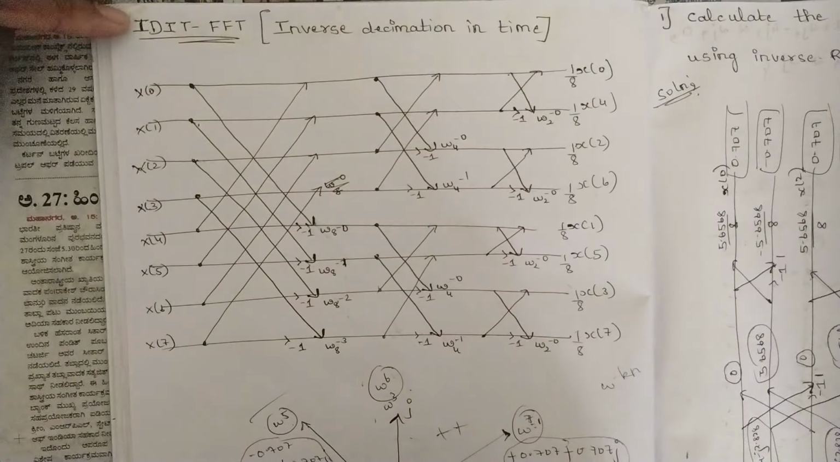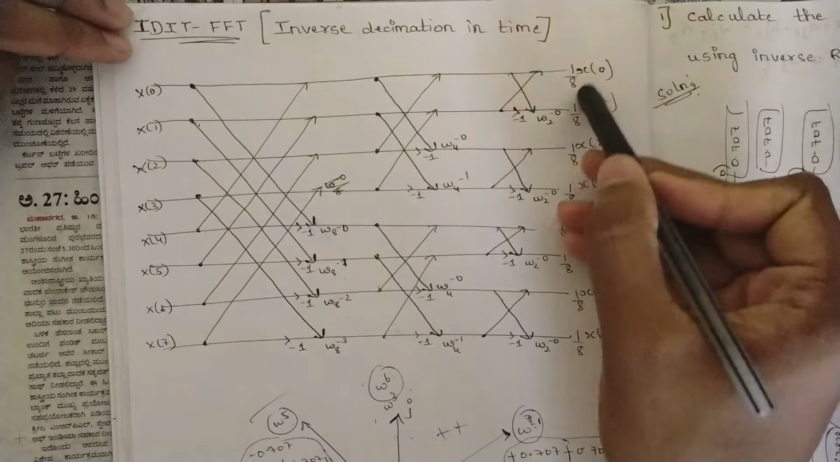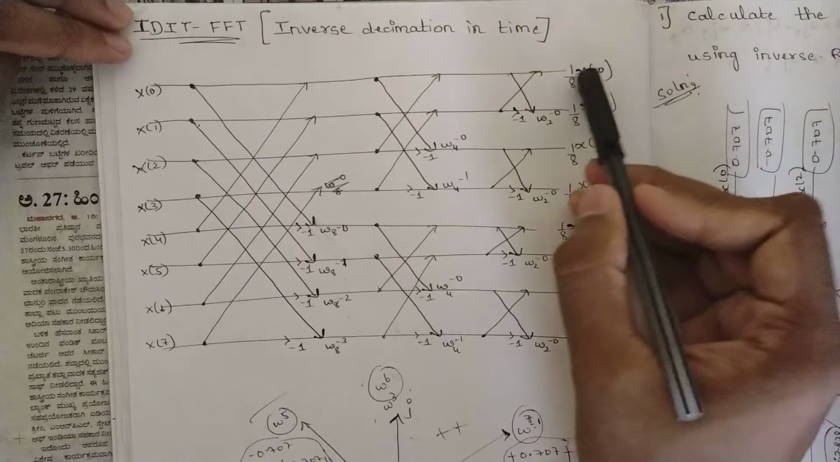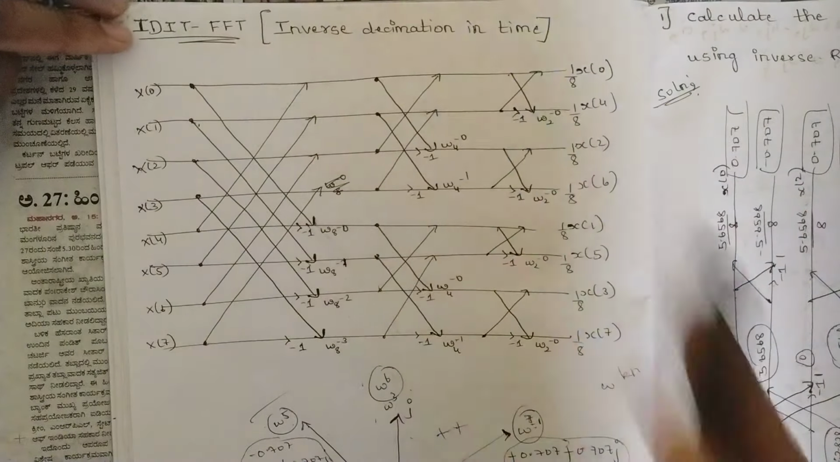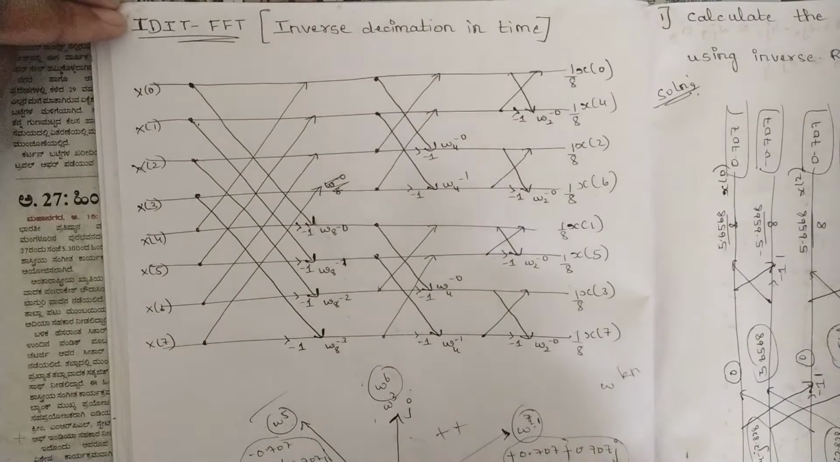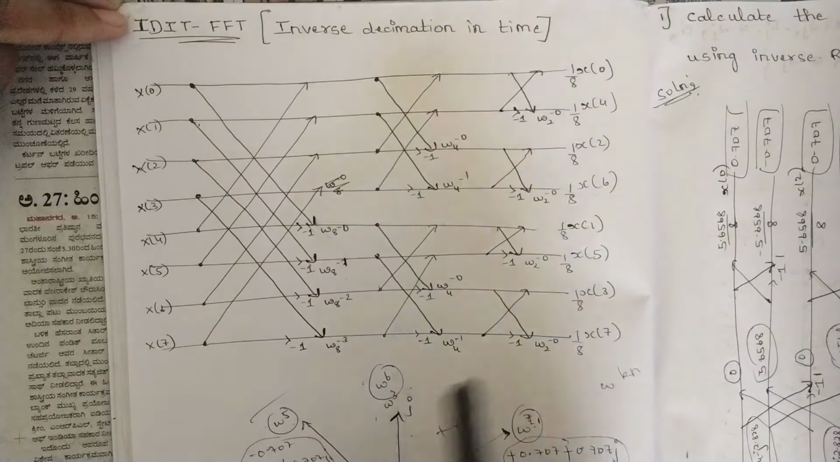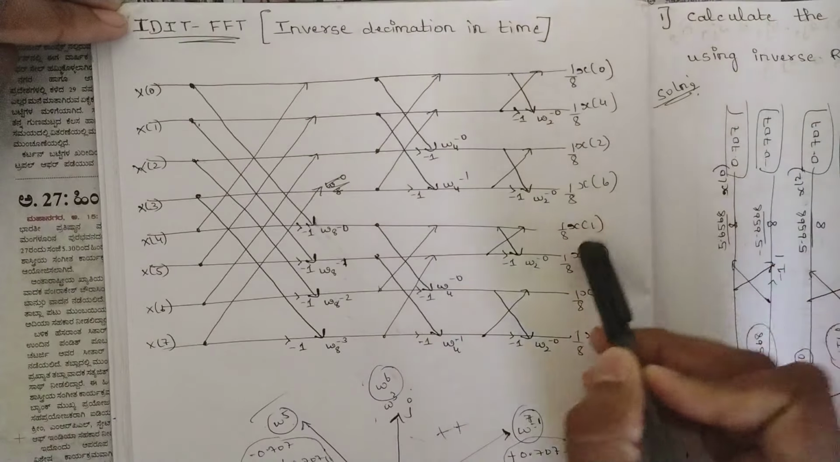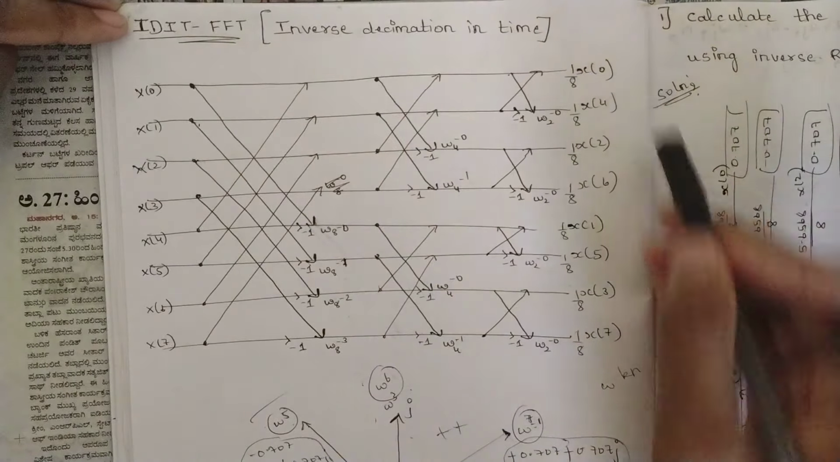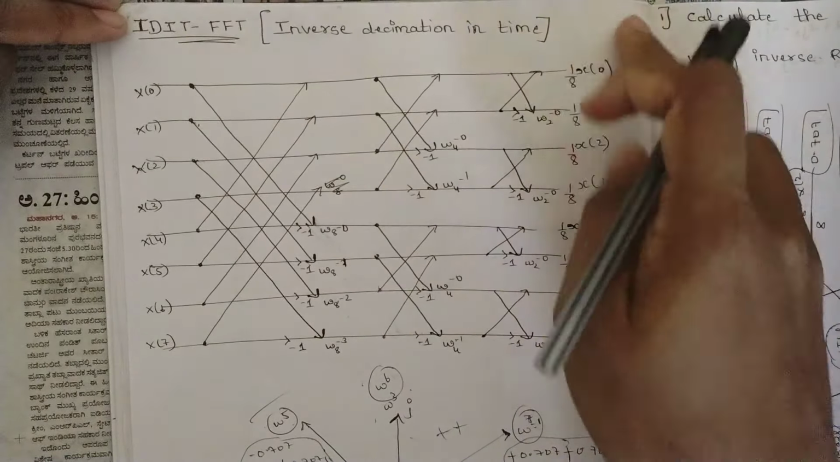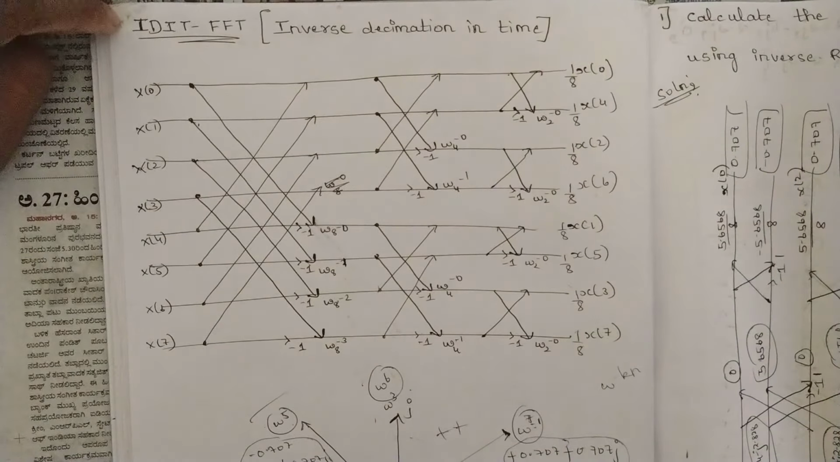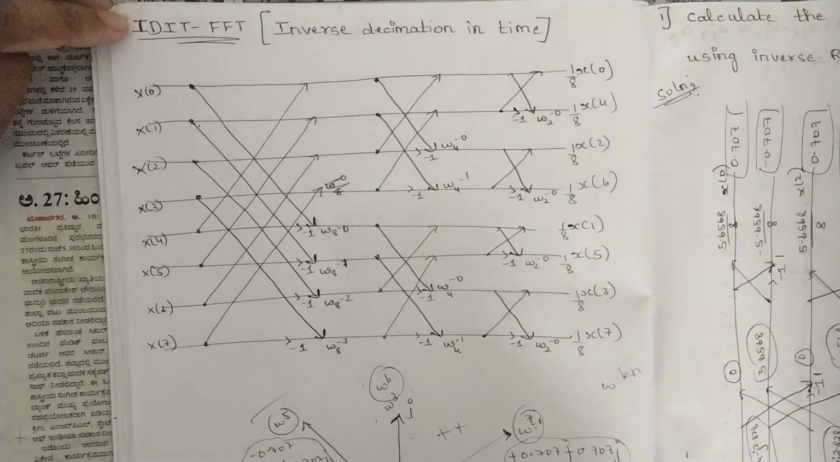One simple change here is that on the output side, we should divide by N. That is, however long the sequence given in the question is, that much we should divide by. For example, if this is an 8-point IDFT, we should divide all these terms by 8. After division by 8, the answers we get will be our final IDFT sequence. This is one change.